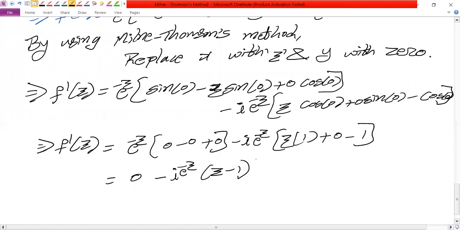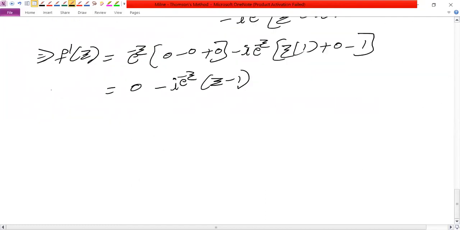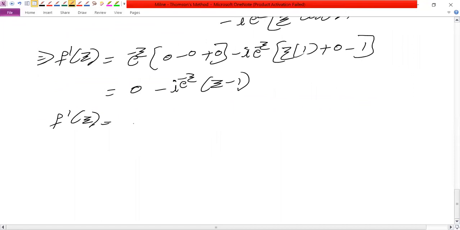Z minus 1. Okay. Now, if you observe, finally, what is f dash of z? We are going to get f dash of z equals minus i into... I'll take minus i inside the brackets. Okay, only the minus I'll take inside. Then it will become i into (1 minus z) into e power minus z. This is f dash of z.